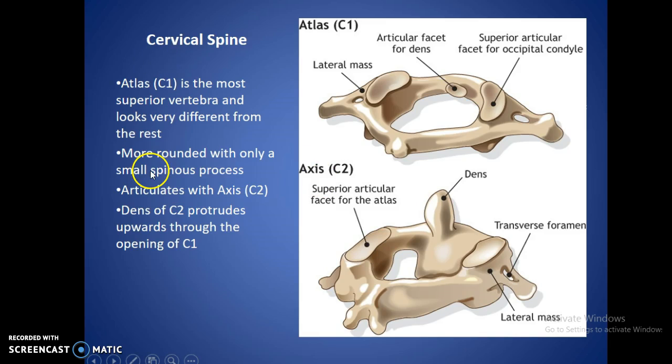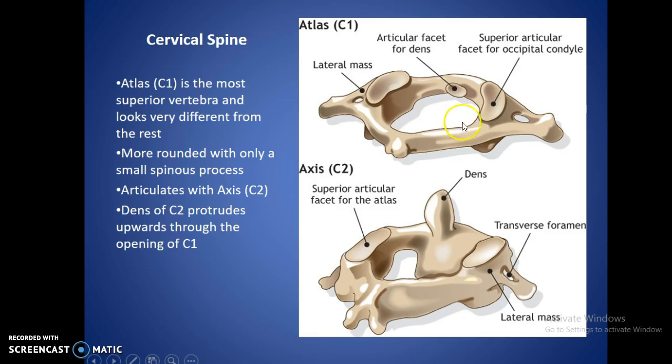The atlas and axis are going to be the first and second vertebra. They are much different from the rest of the vertebra, 3 through 7, so you need to know the different structures on them and how they look a little bit differently from typical cervical vertebra. Atlas, most superior vertebra, looks very different from the rest. It's more circular than any of the other vertebra.